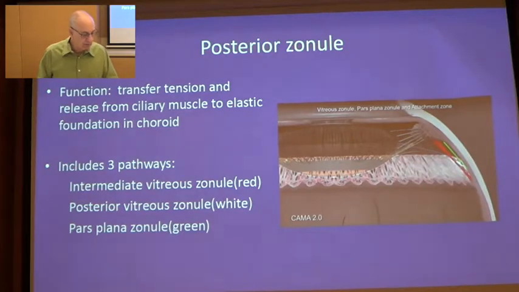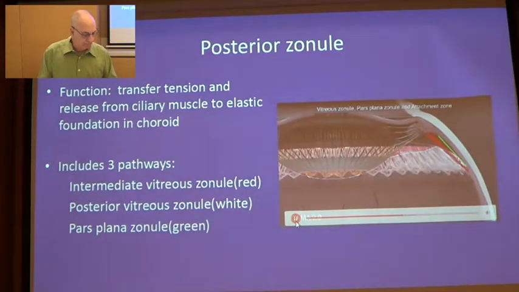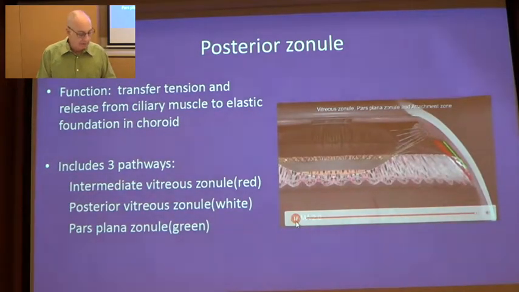When the ciliary muscle contracts, the posterior zonules attached to the elastic elements in the choroid stretch and store energy for disaccommodation. When the ciliary muscle relaxes, the elastic fibers of the choroid pull the posterior zonules and the ciliary body posteriorly, and as the ciliary body moves posteriorly, the anterior zonules stretch and flatten the lens.